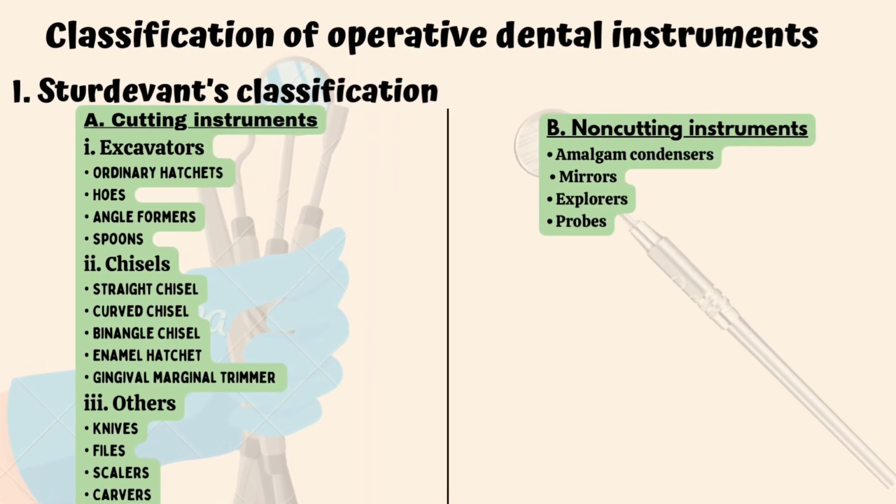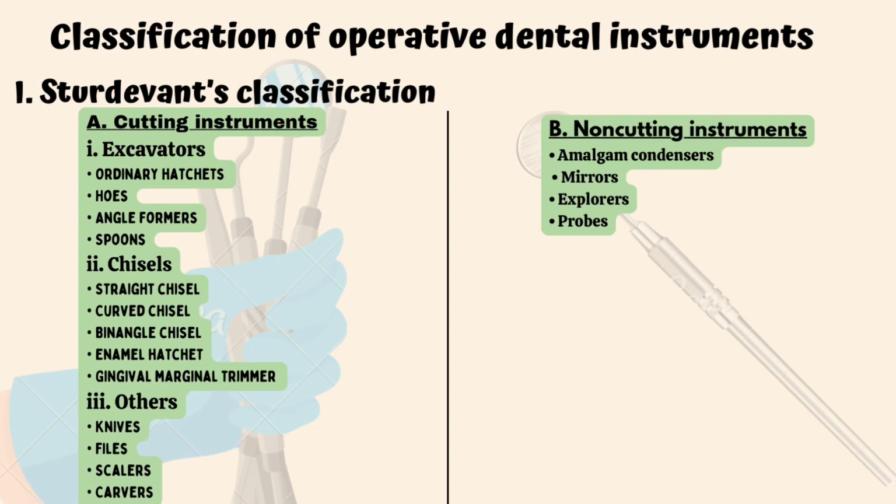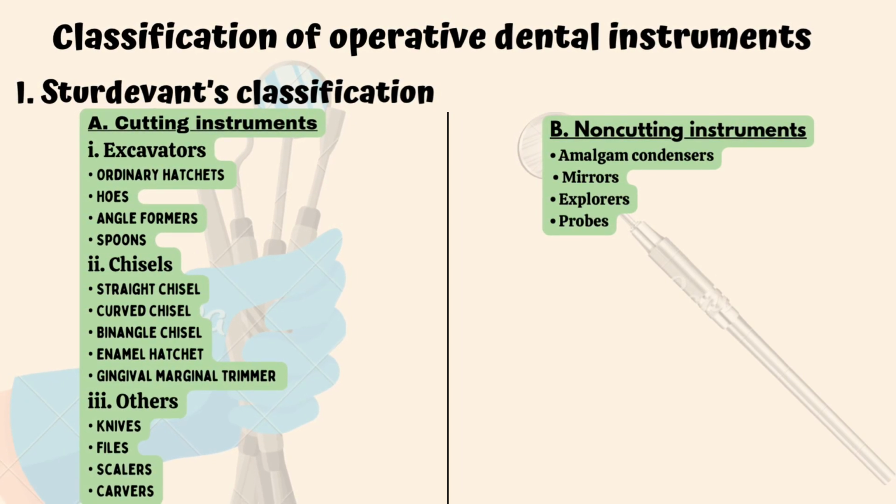Sturtevant's classification. A. Cutting instruments. 1. Excavators: ordinary hatchets, hoes, angle formers, spoons. 2. Chisels: straight chisel, curved chisel, fine-angle chisel, enamel hatchet, gingival marginal trimmer. 3. Others: knives, files, scalers, carvers. B. Non-cutting instruments: amalgam condensers, mirrors, explorers, probes.